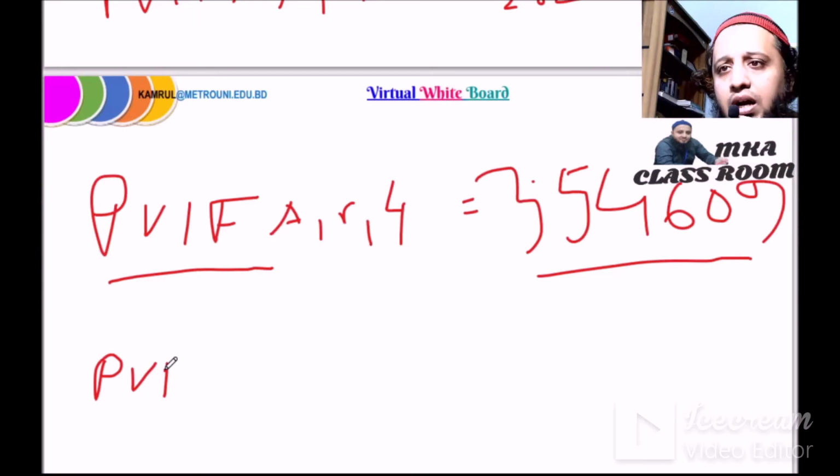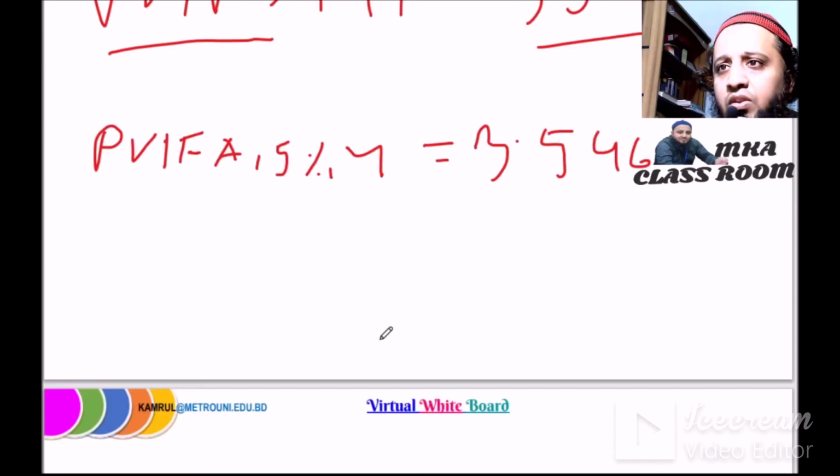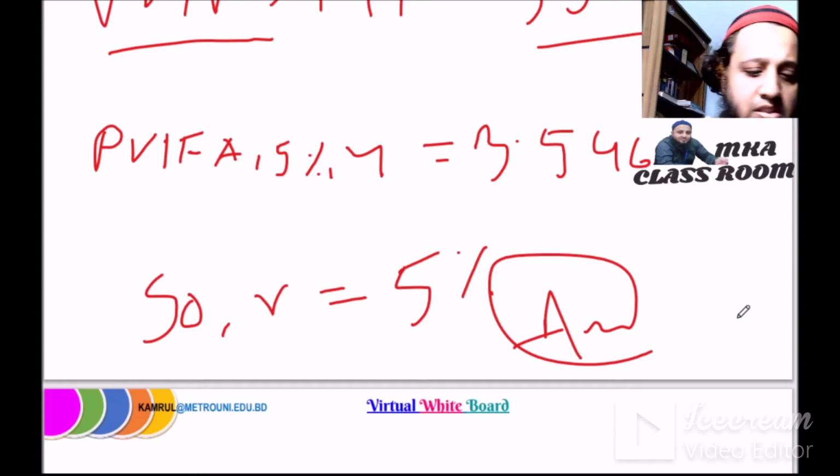So then we can write down PVIFA 5% for 4 years equal to 3.5460. So our desired rate of interest is 5%. Answer, our desired interest rate is 5%.